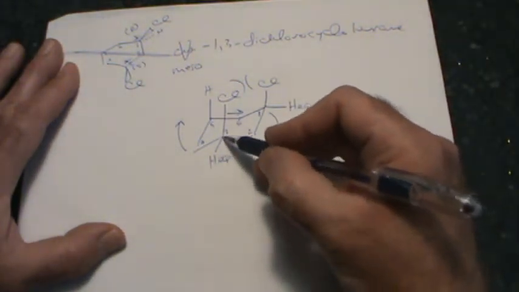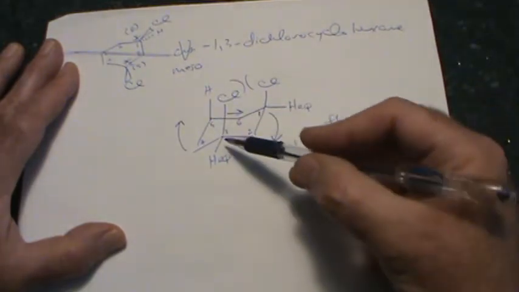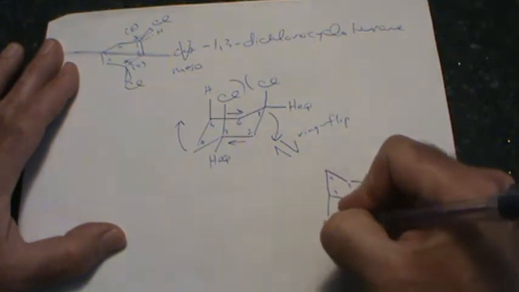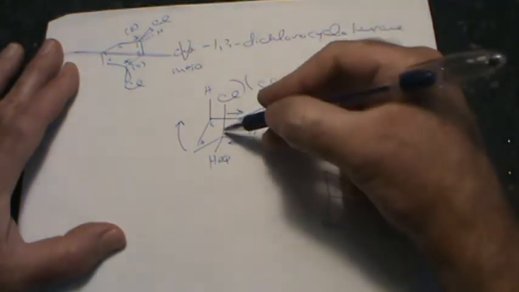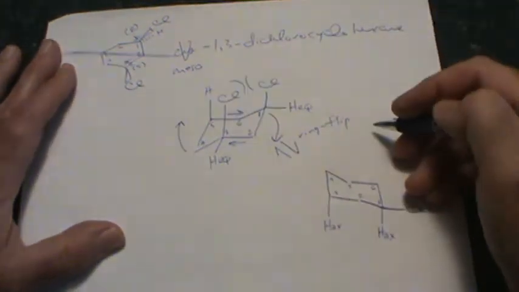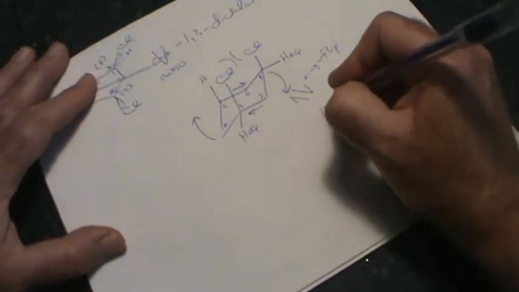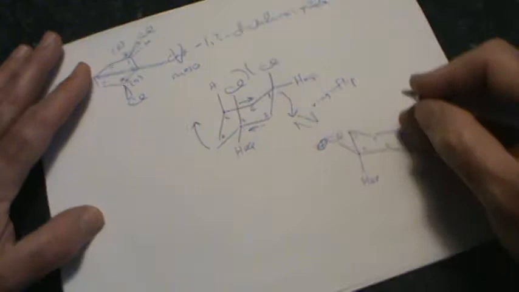You can see the hydrogen at carbon 3 in this chair form started out equatorial down. Now it will be axial down. The chlorine started out axial up. So now it's going to be equatorial up. Whoops, that's a chlorine, not a hydrogen.